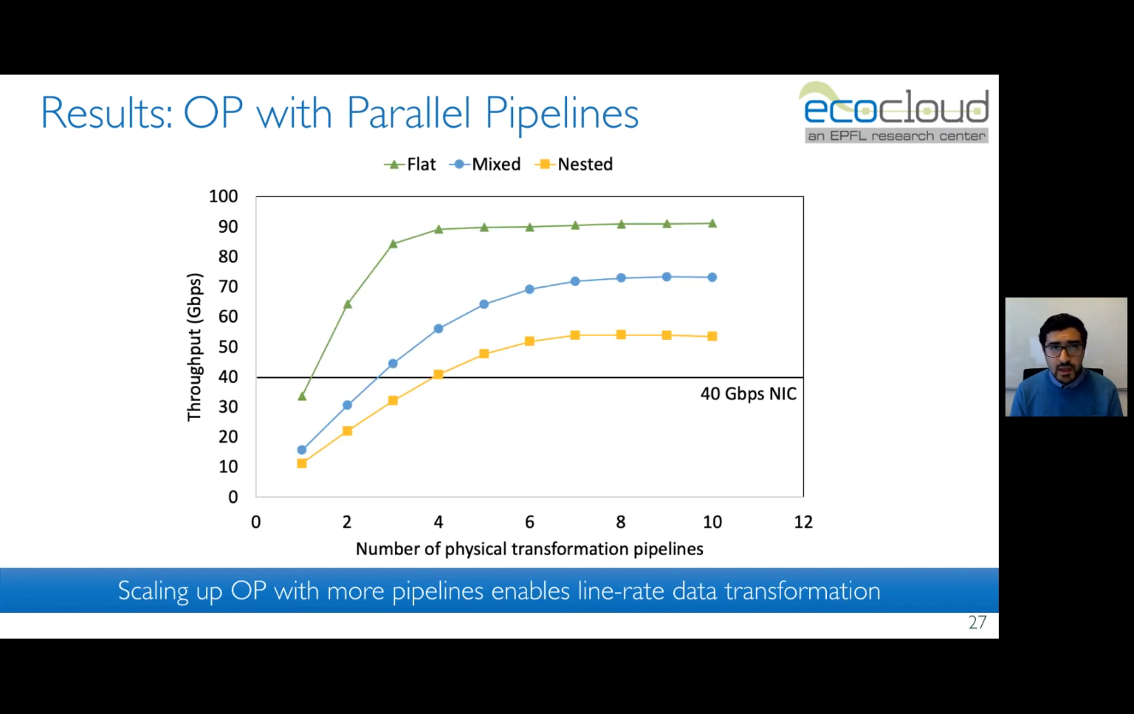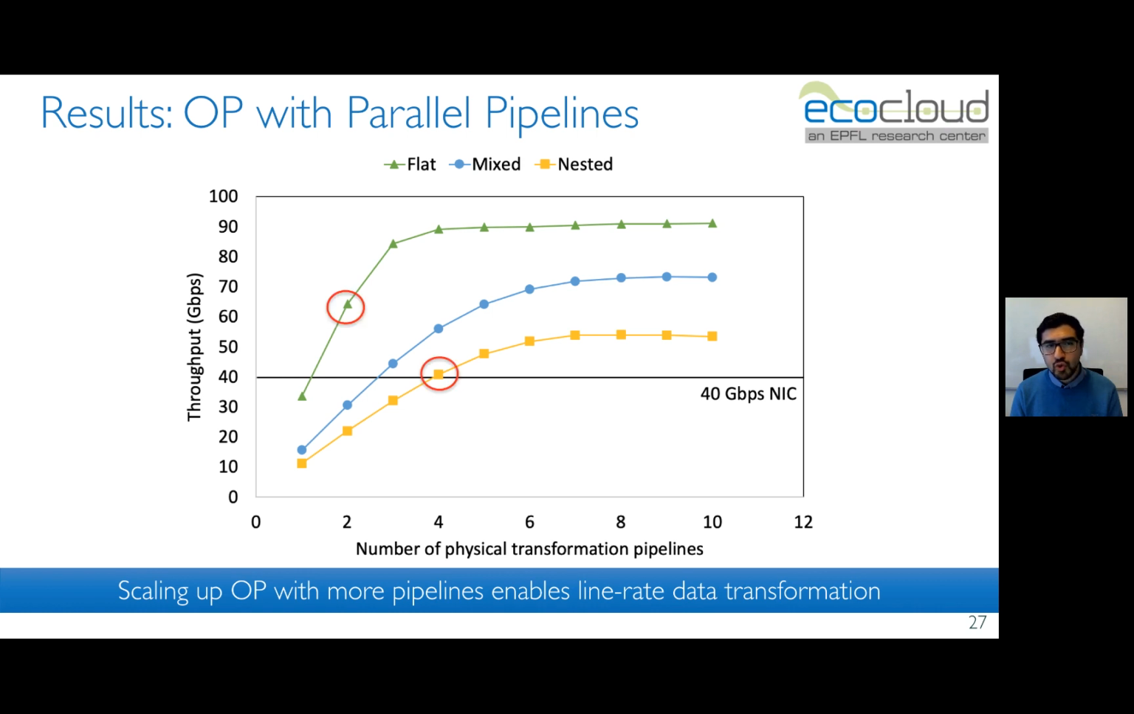Even though a single pipeline attains up to 20 times higher serialization throughput, there is still headroom to achieve the target NIC bandwidth. We scale up OP with more pipelines, and here we show the serialization throughput achieved by Optimus Prime with more pipelines. Scaling up OP with more pipelines enables line rate transformation until the NOC bandwidth is saturated. That's where all these lines start to plateau.